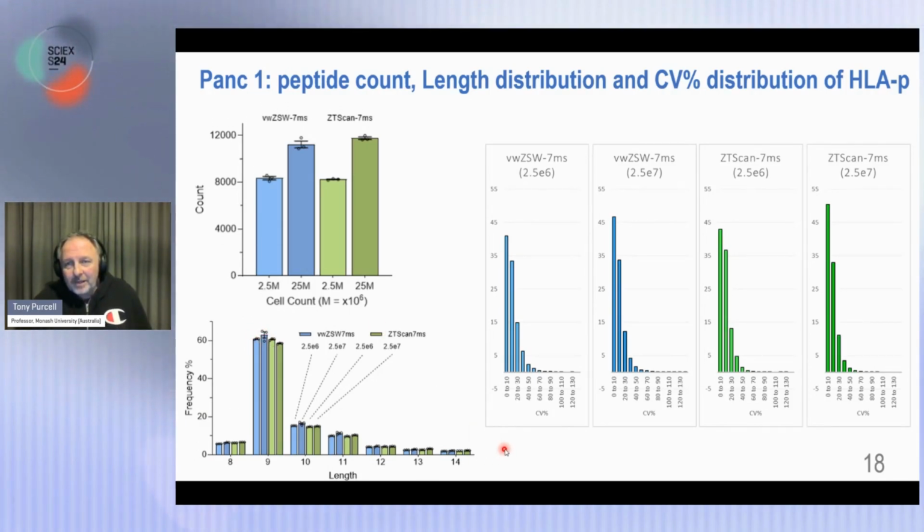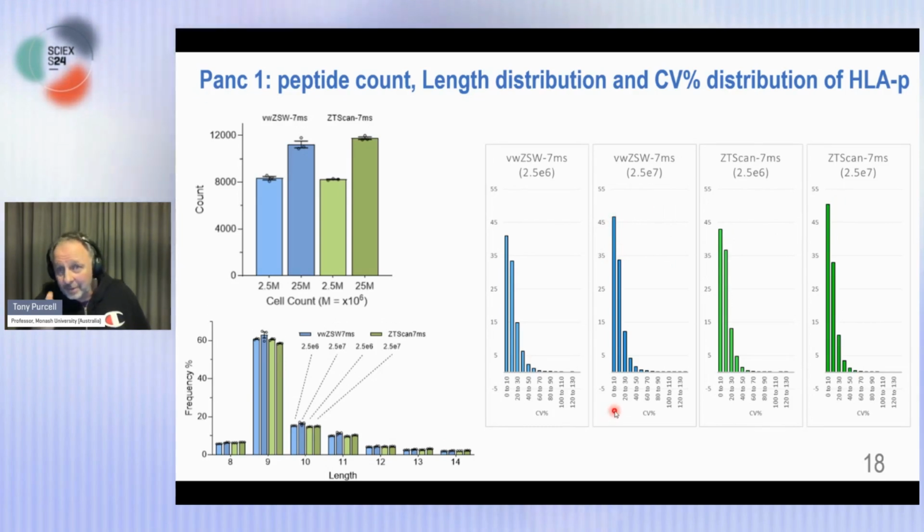If we look at the CV distribution of the peptides we're able to quantitate in these experiments, we also see a modest improvement in the CVs. So it may be a little hard to read here, but for example, this is CVs of 0 to 10%. And we see an improvement in this particular category relative to the corresponding variable window SWATH experiment. So we're seeing some improvement in the precision of quantitation using the ZT scan method.